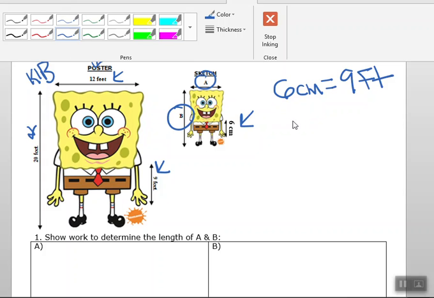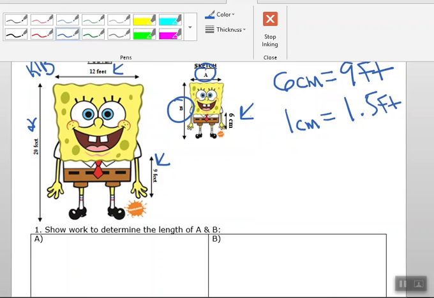if I wanted to find that unit of the scale, I would say that 1 centimeter is equal to 1.5 feet. What does that mean? That means for every centimeter I have on this little sketch of SpongeBob, my big giant poster is going to be 1.5 feet. So now we have the information that we need to find the length A and B.